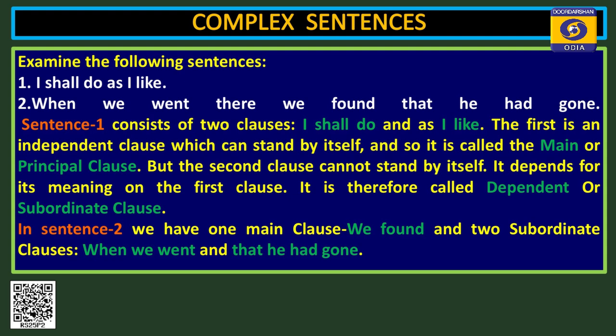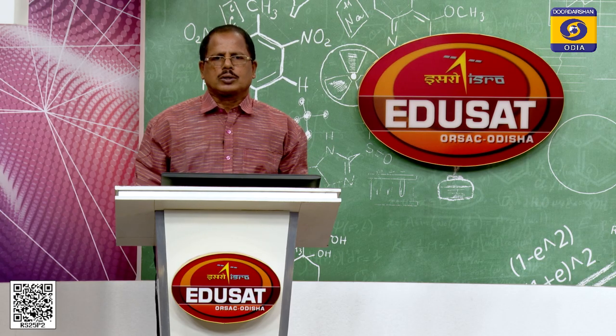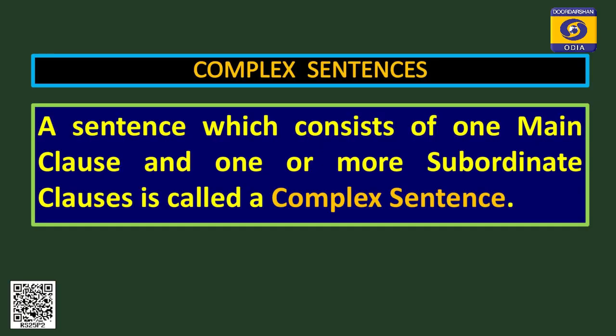And in sentence 2 also we have one main clause, we found, and two subordinate clauses, when we went there and that he had gone. So this is how a complex sentence has a main clause or principal clause and one or more subordinate clauses. They are not independent, they are dependent clauses. So, let us conclude the definition: a sentence which consists of one main clause and one or more subordinate clauses is called a complex sentence.